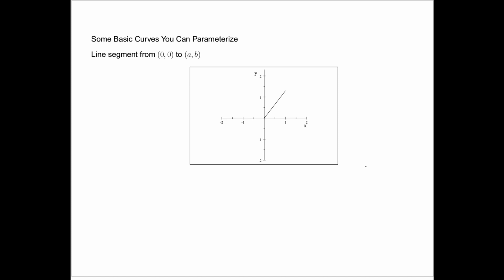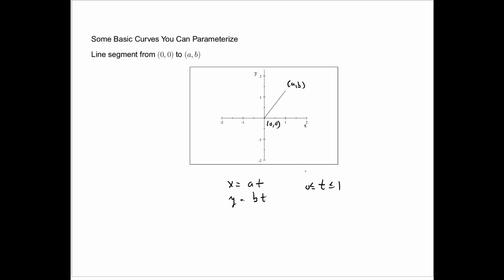What about a line segment like this? If we're starting at the point (0, 0), and we're going to the point (a, b) here, how can we parameterize that? Well, again, there are always going to be many ways to do it. Here's probably the simplest. We can just let x be at and y be bt, and here we'll have the parameter t running from 0 to 1.